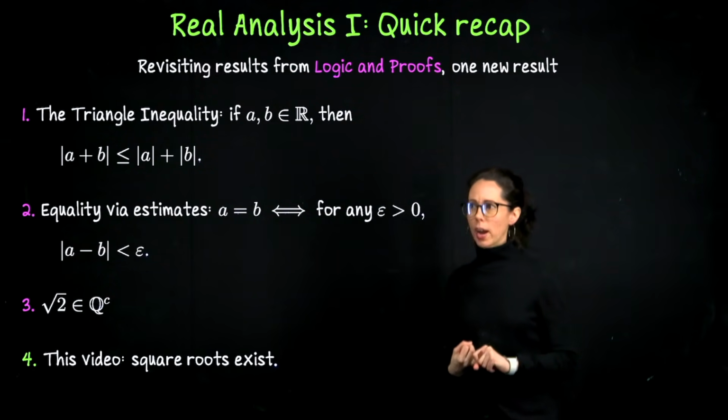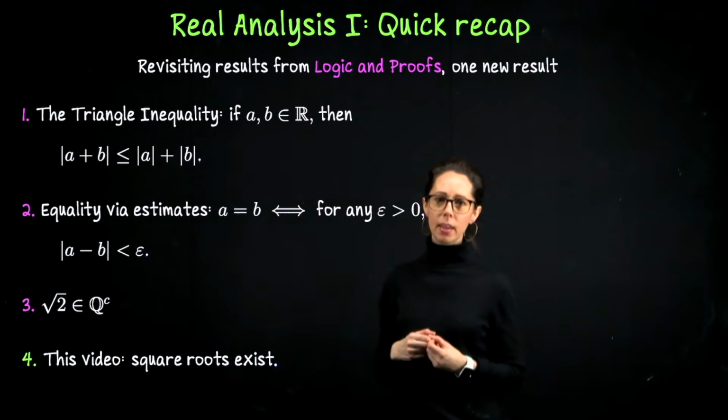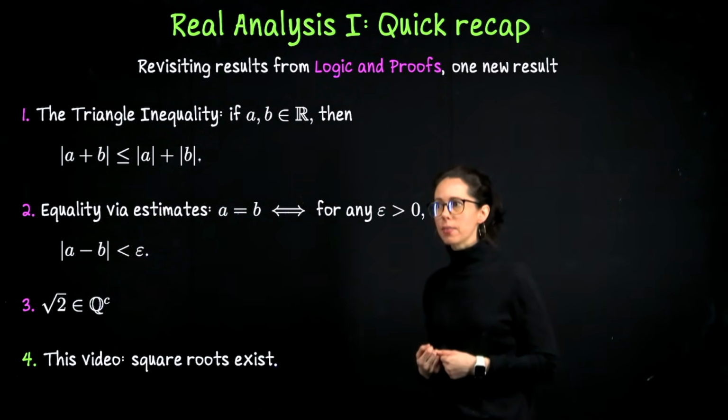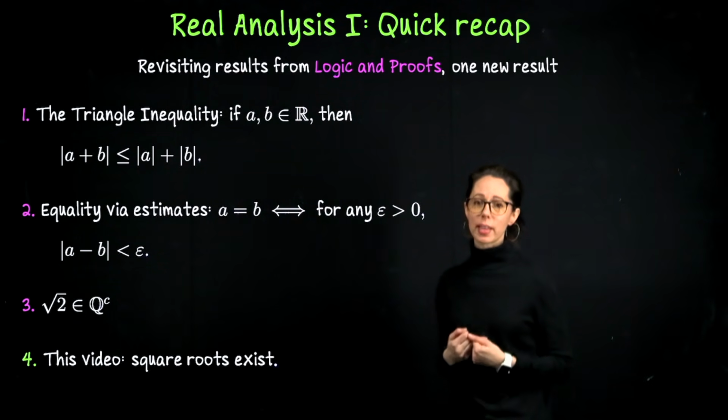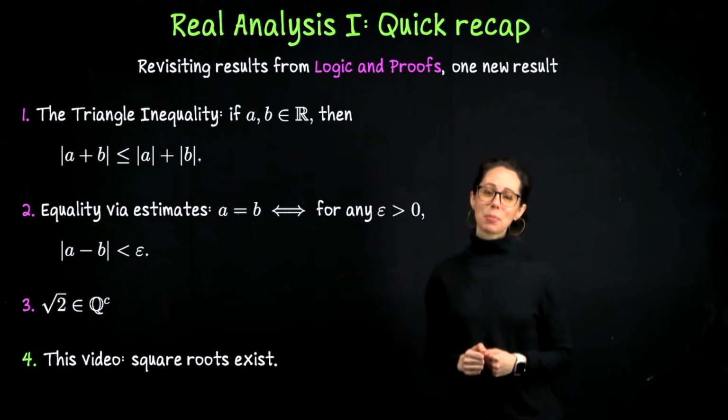The first one is the triangle inequality. So for any real numbers a and b, the size of a plus b is less than or equal to the size of a plus the size of b. Or in other words, the absolute value of a plus b is less than or equal to the absolute value of a plus the absolute value of b.